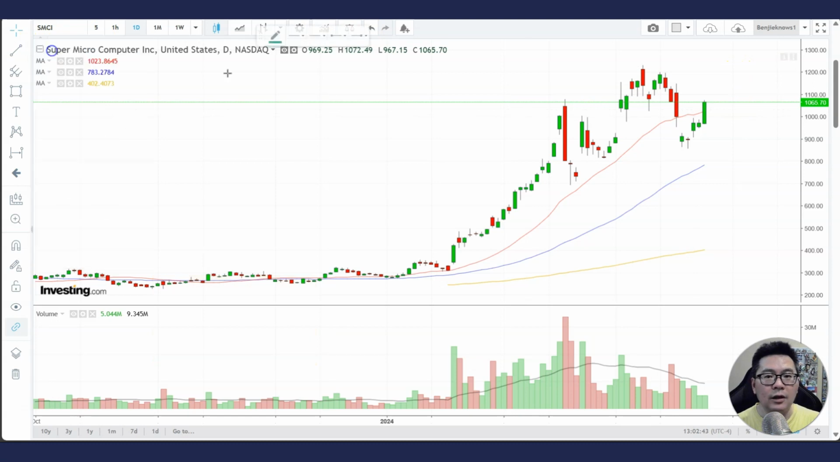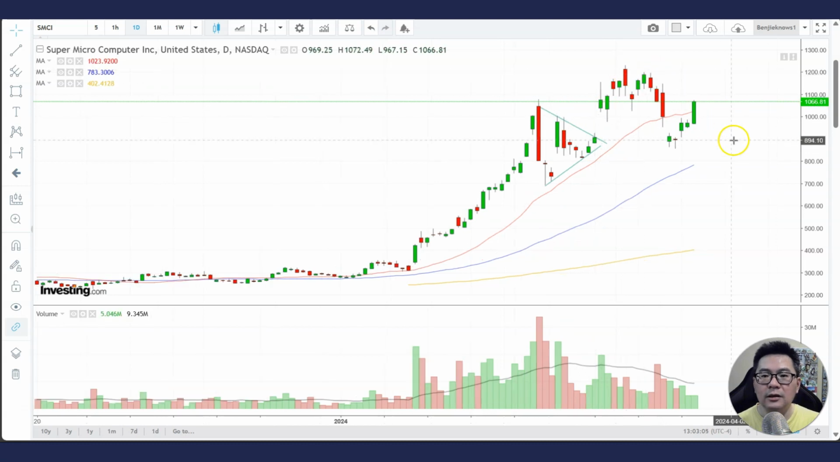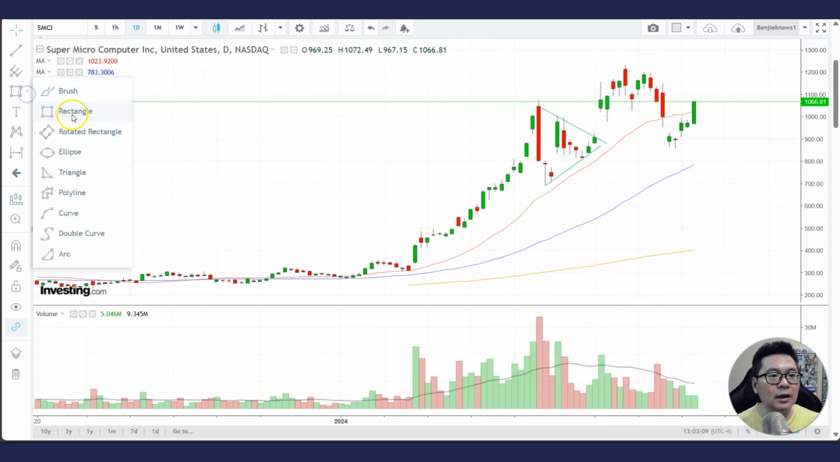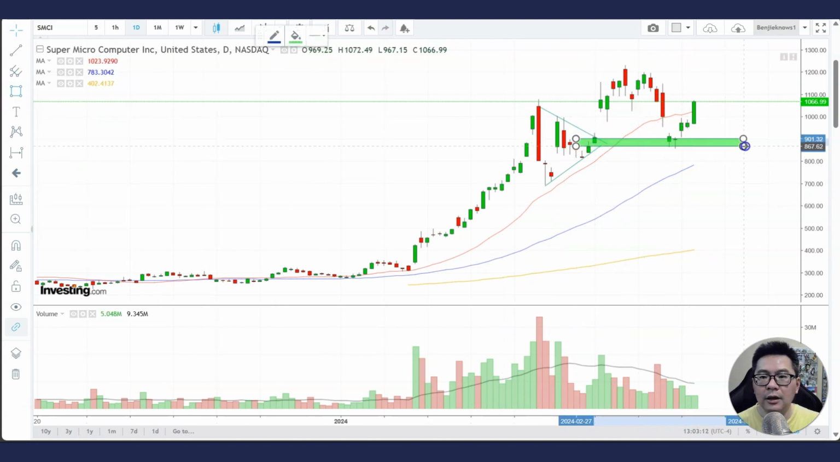First of all, I would like to bring your attention to this triangle pattern. If you have seen my analysis in the past, you will realize that I said this is a triangle pattern, and when the stock breaks above this upper trend line, it means that the possibility of it going higher is very good. The other thing is that the apex of the triangle can be a support area.